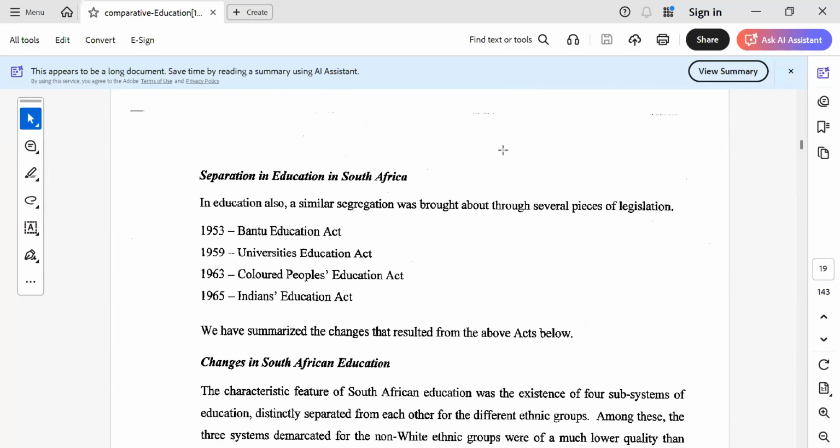You can see separation in education in South Africa, how they separated schools and education. In 1953, the Bantu Education Act, right? After another 6 years, 1959, the Universities Education Act. And 1963, the Colored People Education Act. 1965, the Indians Education Act. Separation in education in South Africa, right? From time to time, they brought acts, right?